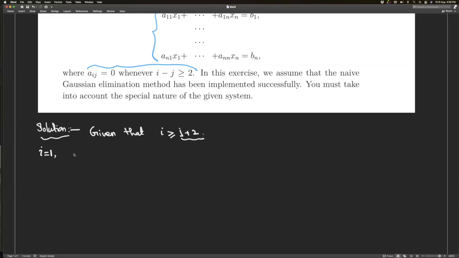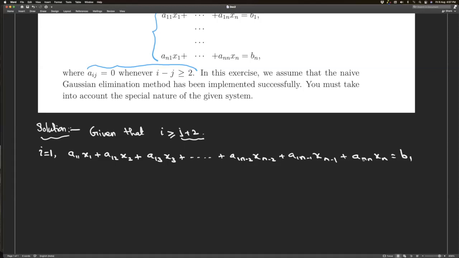So we have to retain all the terms in the first equation, and therefore our first equation will look like a11x1 plus a12x2 plus a13x3 and so on till a1,n-2 xn-2 plus a1,n-1 xn-1 plus a1n xn equal to b1. Sorry, this is a1n.